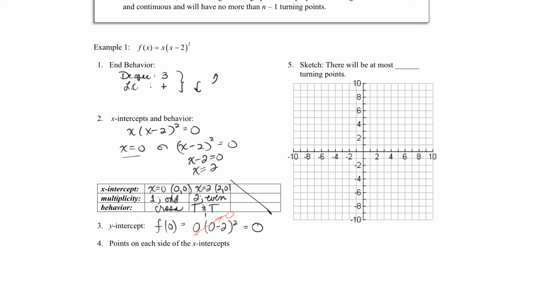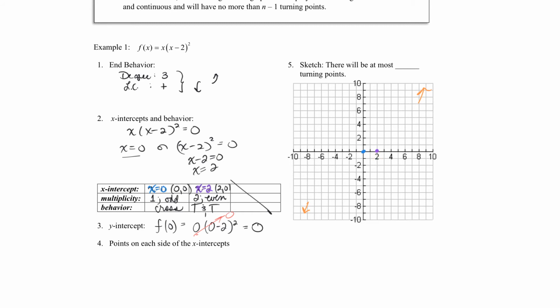So I know that in the end it should be falling to the left and rising to the right. I know that I have an x-intercept at (0, 0). That's this one, right? x equals 0. And I also have an x-intercept at x equals 2. And I know that at x equals 0, it's going to cross. And I know at x equals 2, it's going to touch and turn. So now the question is, is it going to touch and turn from above, or is it going to touch and turn from below?